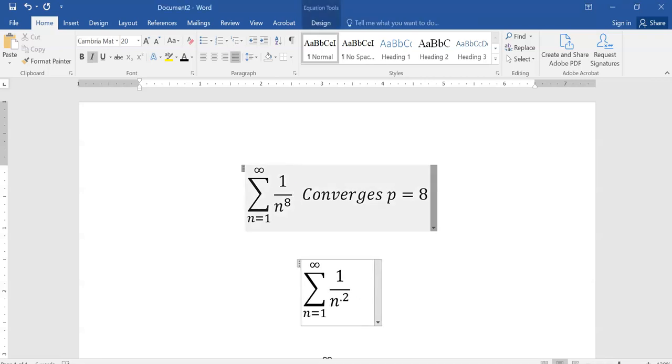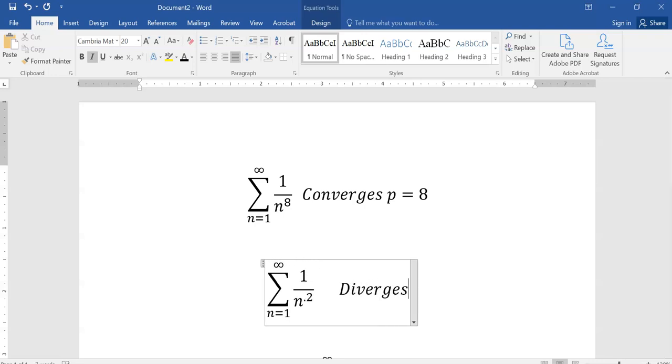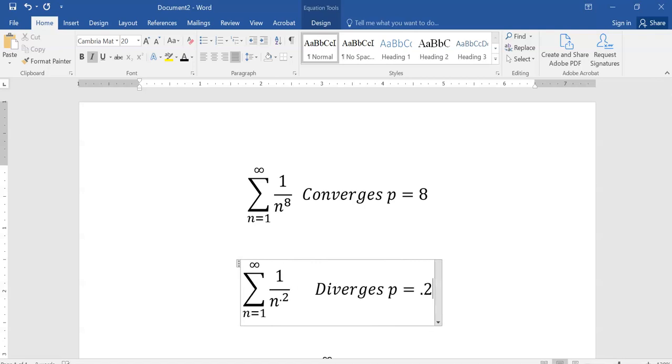n here is raised to the power of 0.2. We're still doing an infinite series from 1 to infinity, 1 over n to the 0.2. That is going to diverge since p in this case is 0.2. All right, again, p less than 1, we diverge.